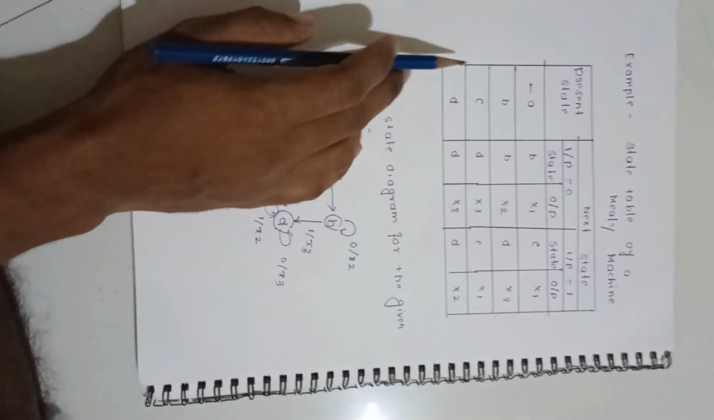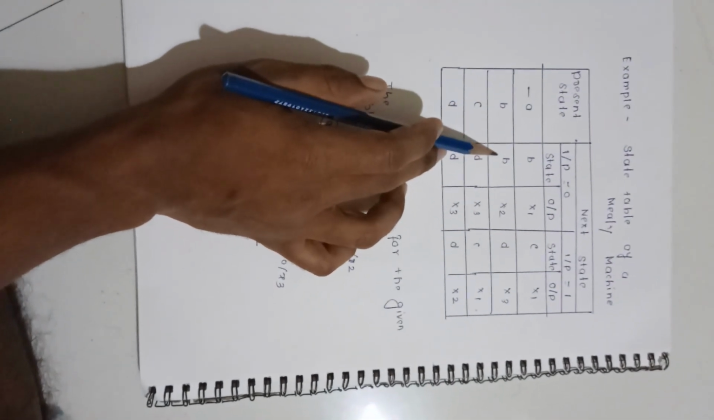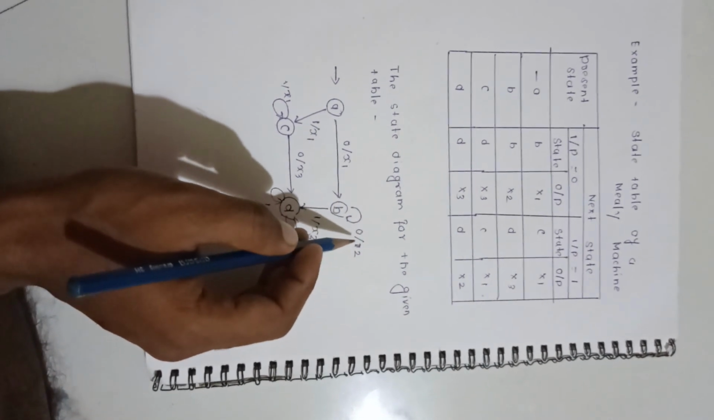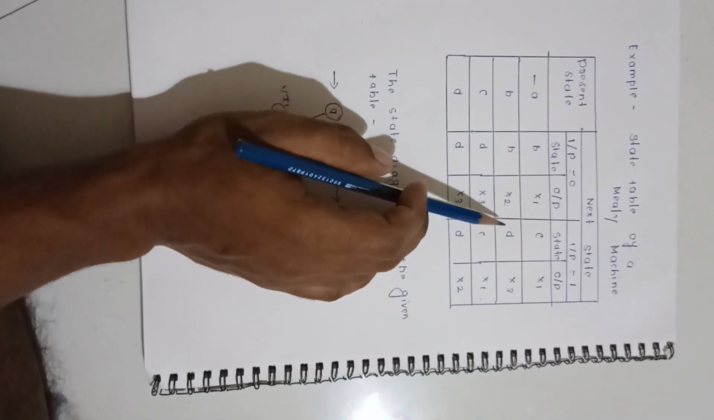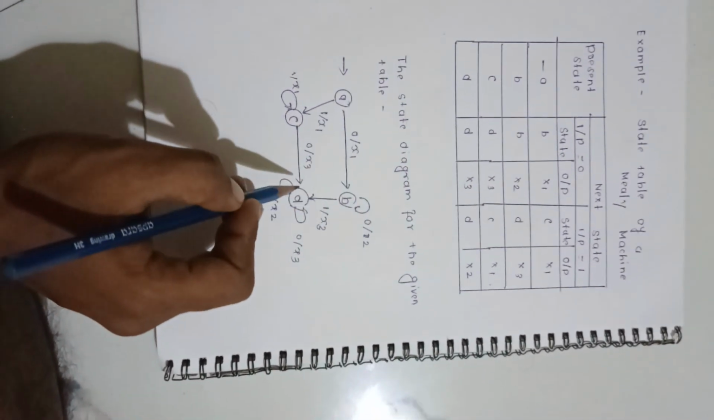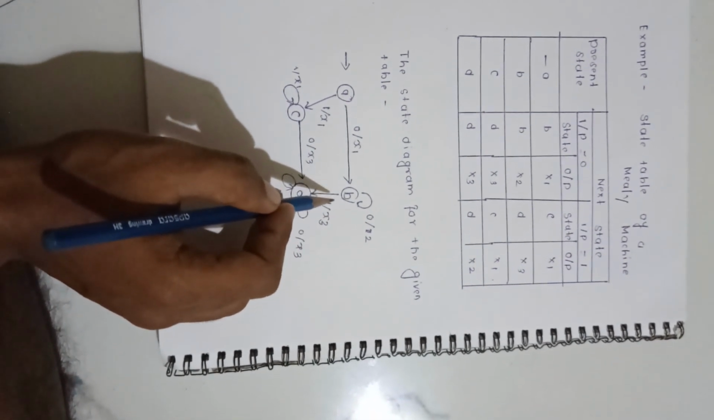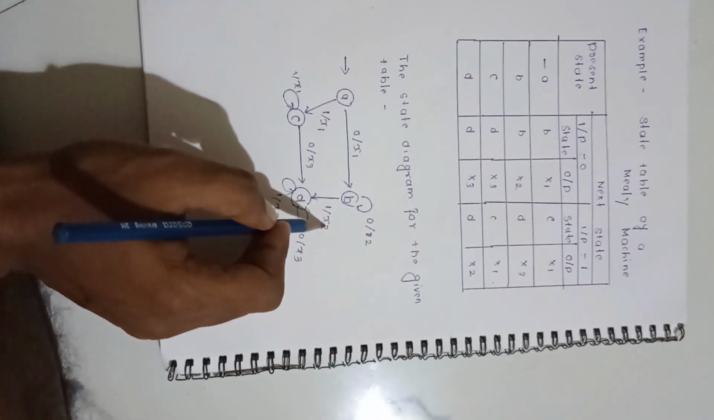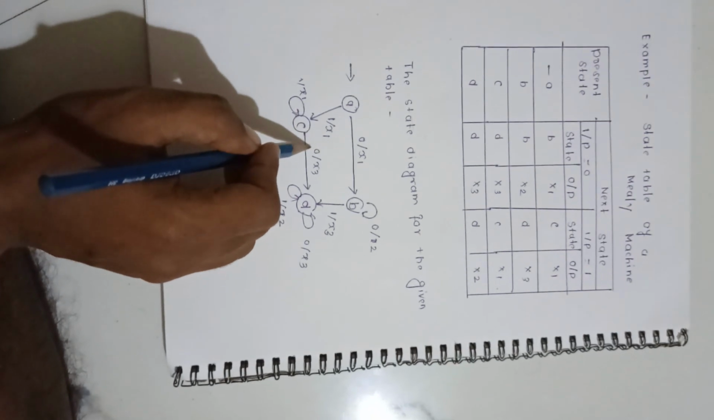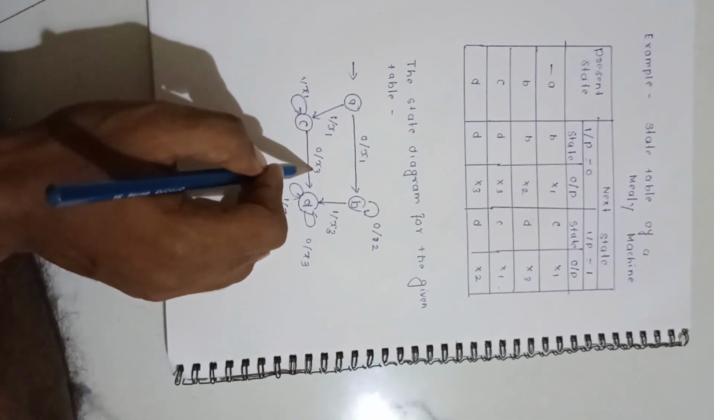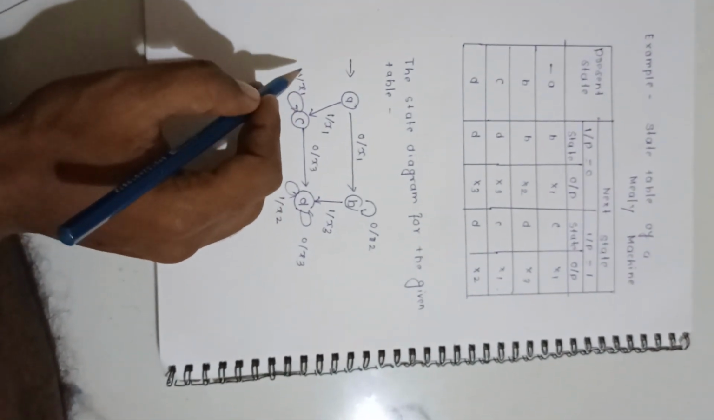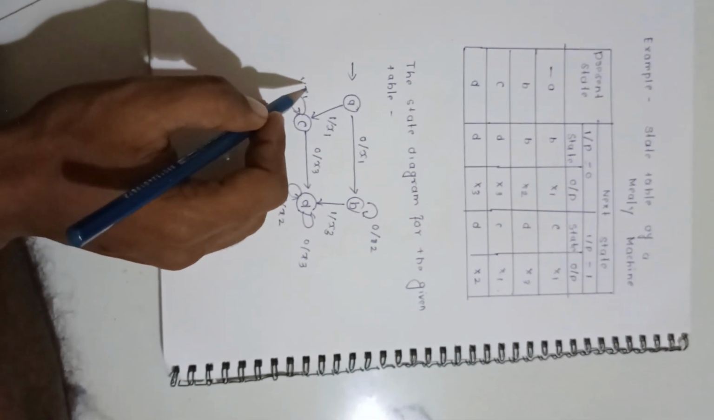After that, B: when the input is 0, B goes to itself and the output generated is x2. When the input is 1, B goes to state D and generates the output x3. After that, C: C goes to state D when the input is 0 and generates the output x3. When the input is 1, C goes to itself and generates the output x1.